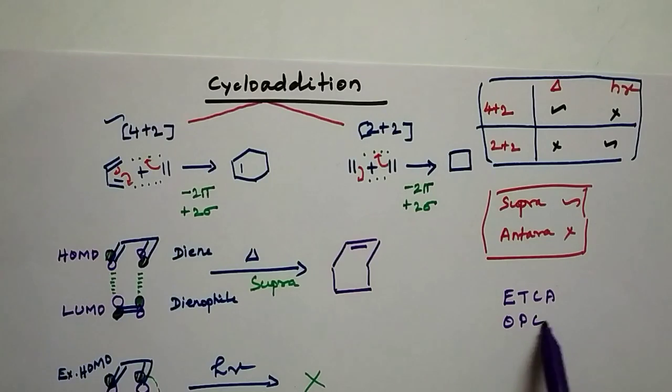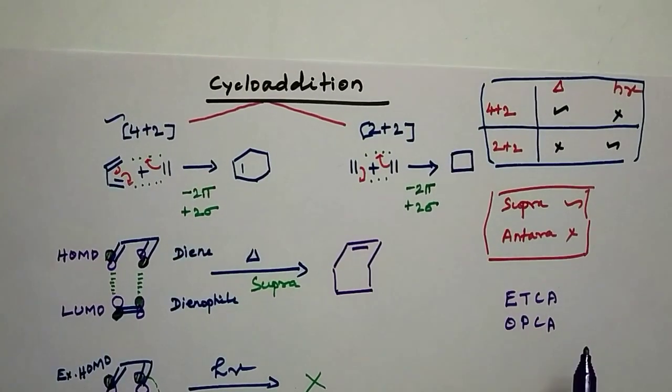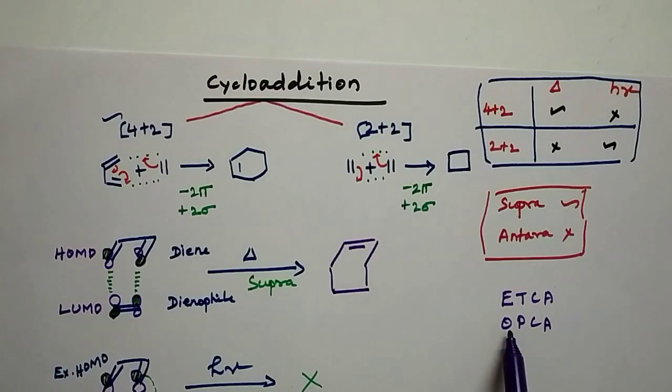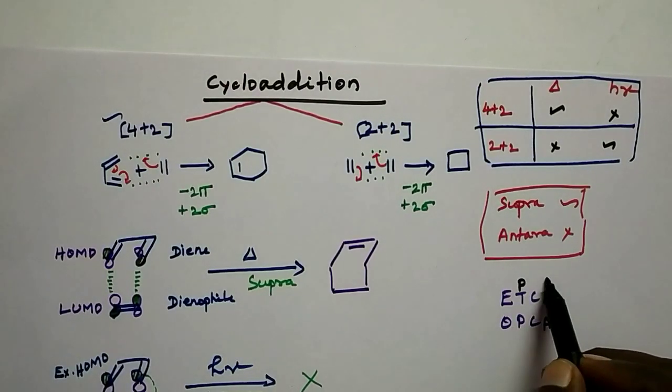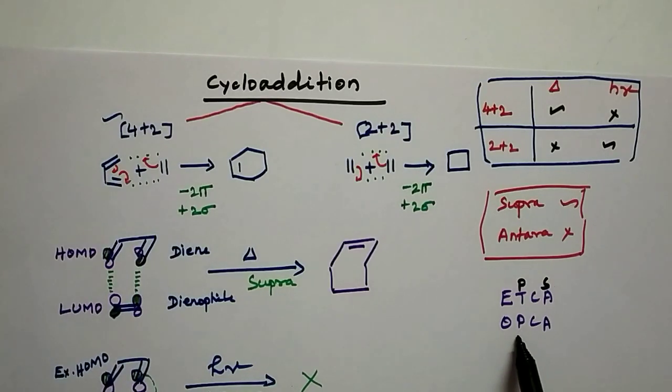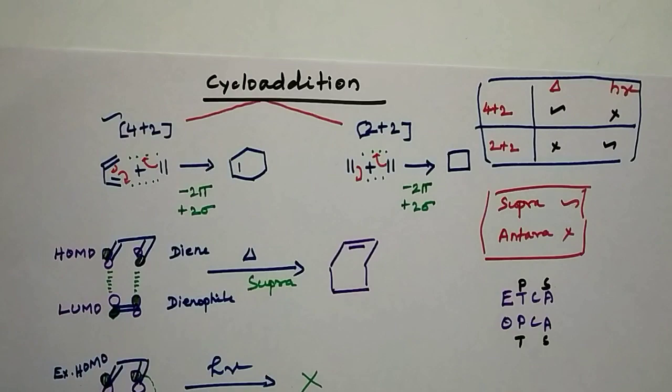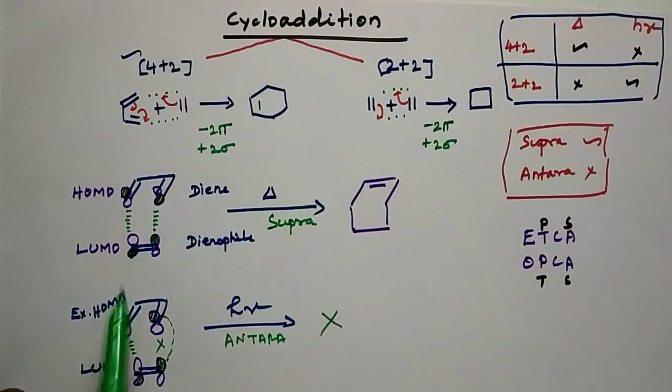OPKA. Remember, ETKA, OPKA. Even thermal, conrotation, antarafacial. Odd photo, conrotation, antarafacial. Thermal antara means photo supra. Photo antara means thermal suprafacial. Okay. Now look at this 4 plus 2 cycloaddition.